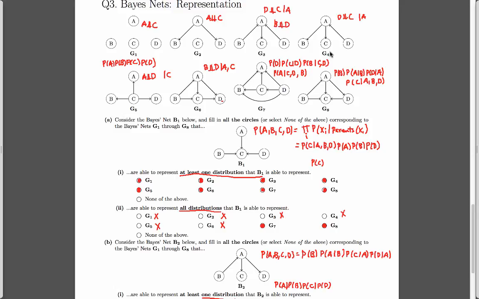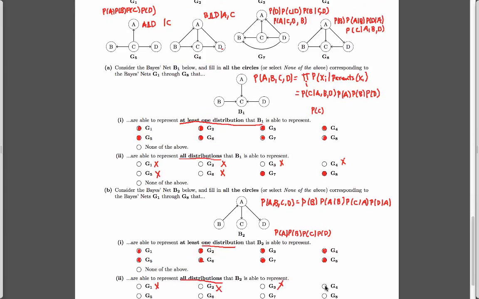It's not always the case that when you swap the direction of some of the arrows, it will result in the same probability distribution. That's just a special case for this example. So in this case, G4 is able to represent all of the probability distributions that B2 is able to represent.